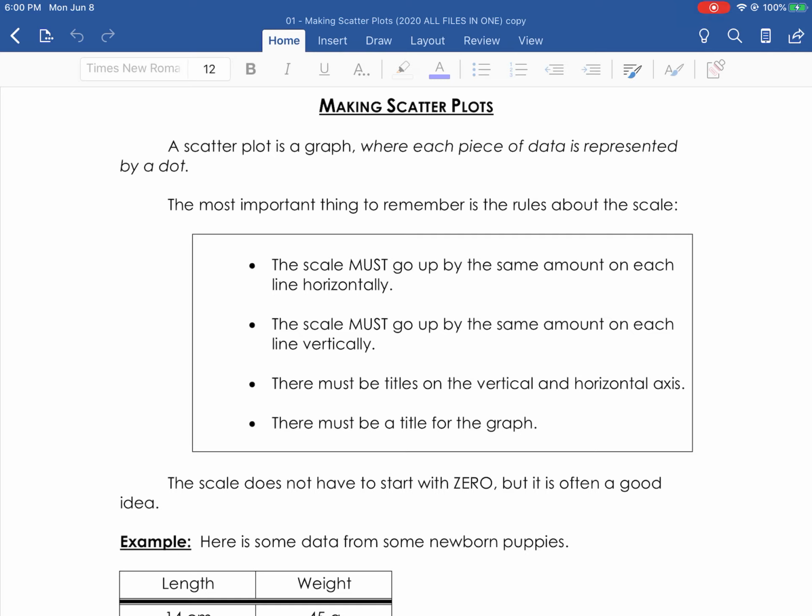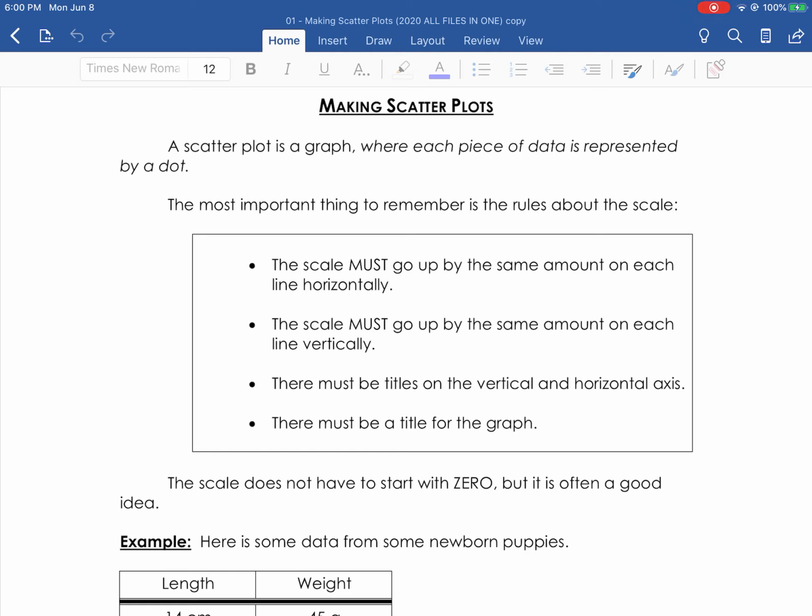You get to choose. You can go up by any amount you want, but it has to be the same horizontally and the same vertically. Horizontal and vertical can be different. You can go by ones along the horizontal and go by fives on the vertical. That's fine, but whatever you decide for each axis, keep going up by that same amount.